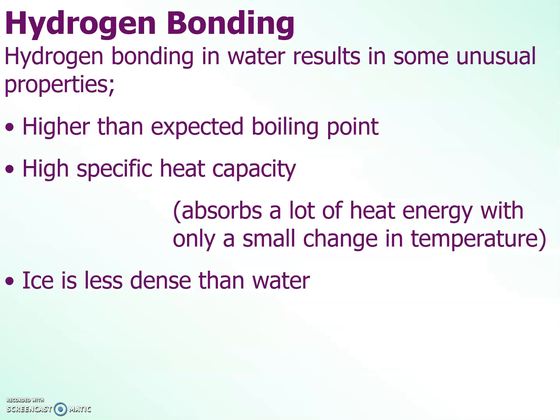Next. Just now we discussed that there is hydrogen bonding between water molecules. This hydrogen bonding in water results in some unusual properties. Number 1, higher than expected boiling point. Number 2, high specific heat capacity. Number 3, ice is less dense than water. Let us discuss them one by one.